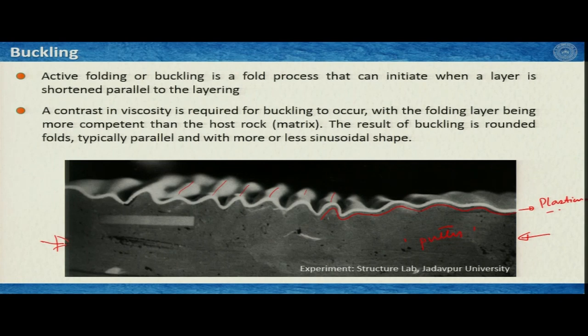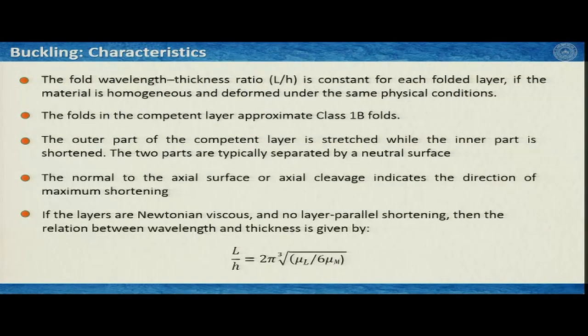It happens in a few different stages, we will see it soon. But before that, let us have a look at a few of the characteristics of buckle folding. Now in buckle folding, it is very important that you take into account this ratio of wavelength and thickness. For a single layer, this wavelength versus thickness ratio is constant for each folded layer, provided the material is homogeneous, the stress or strain you are applying to the system is homogeneous, and other physical conditions were kept constant.